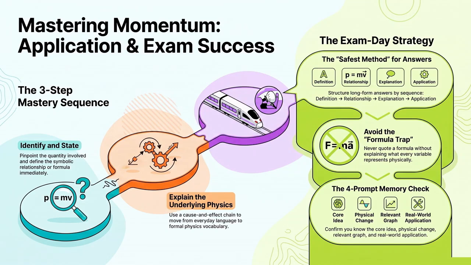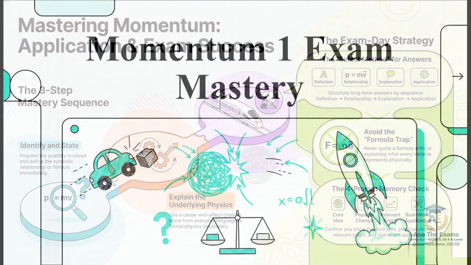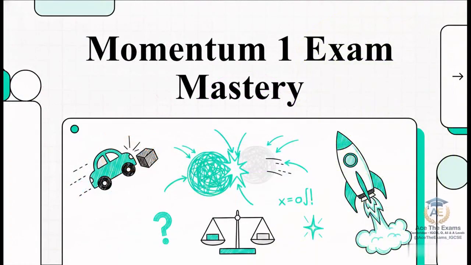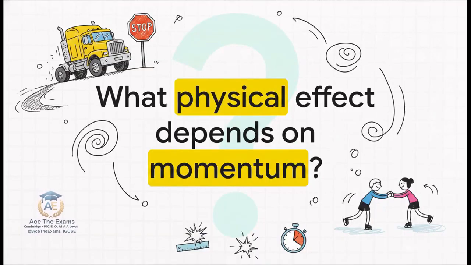Welcome to the Explainer. Today we are cracking the code on Cambridge IGCSE Physics 0625. We're zeroing in on Momentum 1 exam mastery, and we're skipping the fluff. Let's just jump right in, shall we? Okay, let's dive into this.